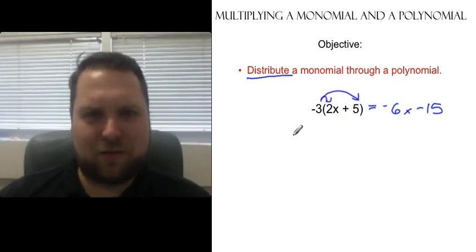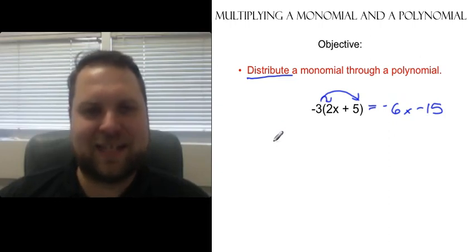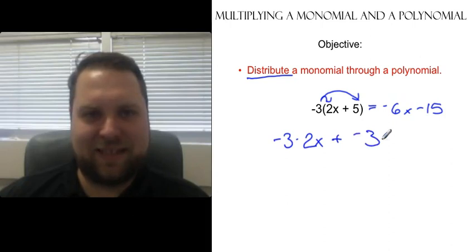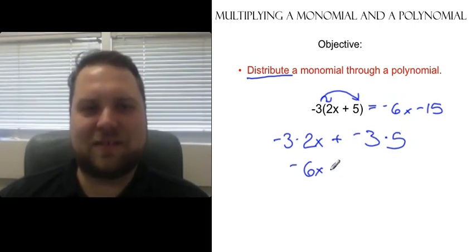Let's write this out. Let's make it more complicated looking than it necessarily has to be. I'm doing negative 3 times 2x, and then I'm going to add to this negative 3 times 5. So negative 3 times 2x is negative 6x. Negative 3 times 5 is negative 15, so plus a negative, that's just going to be minus 15. But all I did was multiply that negative 3 by everything in there.